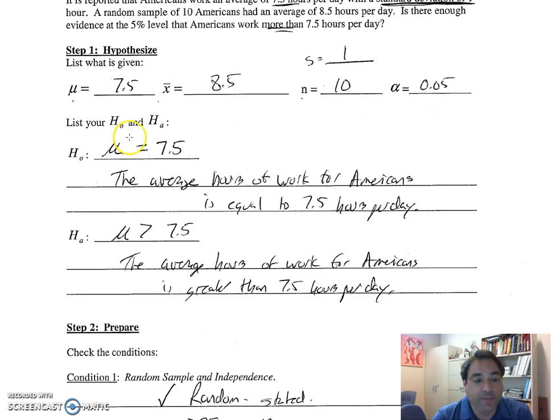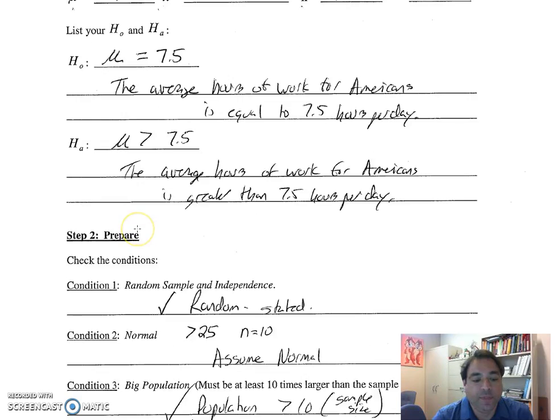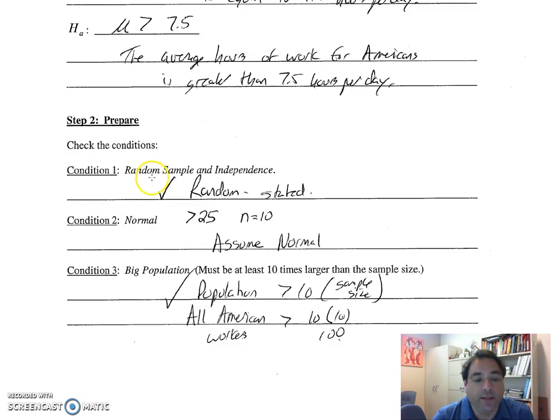So watch the details, mu, not p this time. Our conditions: number 1, it's got to be random. That was stated. To be normal, it has to be greater than 25. Now, we only have a sample size of 10, which means we have to make sure it's normal. In this example, we'll just assume it's normal. But remember, for a t-test or for your projects, you want greater than 25.